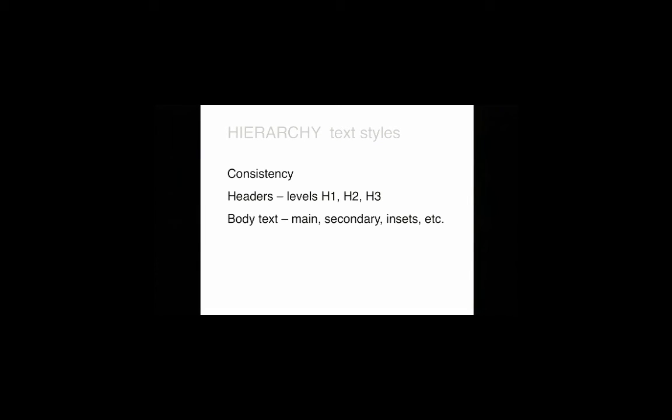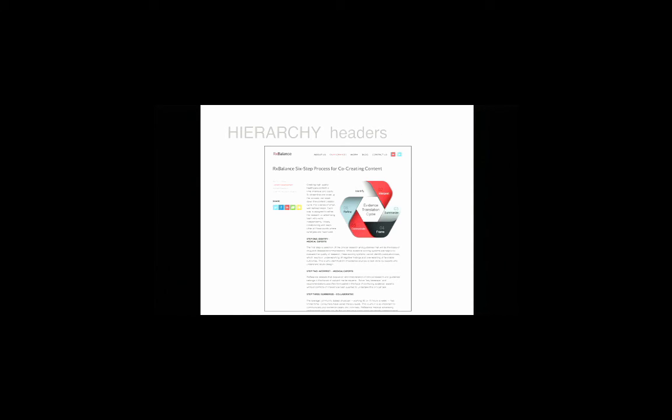So the way you create consistency, you have headers, different kinds of headers, a level 1, a level 2, level 3. You have a body text that always looks consistent from page to page. You have main text. You might have insets. Every time you have an inset across your website, it always looks the same. Consistency is very important. For instance, on this page, you can see where the headers are. They're introducing those paragraphs of text.